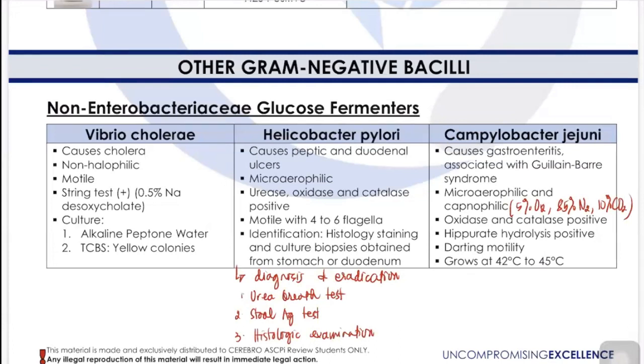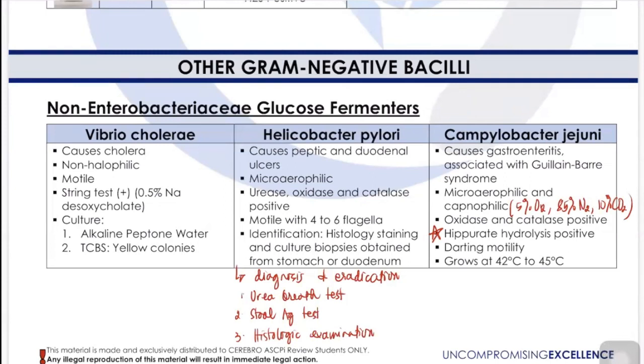It is oxidase and catalase positive, similar to Helicobacter pylori. However, it is also hippurate hydrolysis positive. Guys, I want you to take note of the positivity of Campylobacter jejuni in the hippurate hydrolysis test because this is one of the keys for us to identify Campylobacter jejuni from other Campylobacter species, because it is the only one that gives a hippurate hydrolysis positive result. Okay?